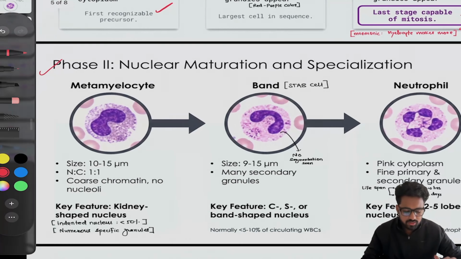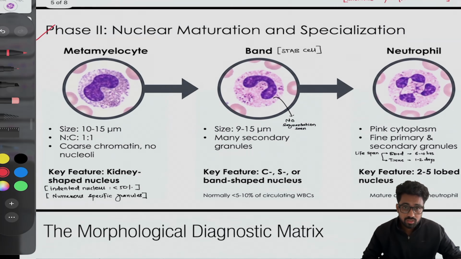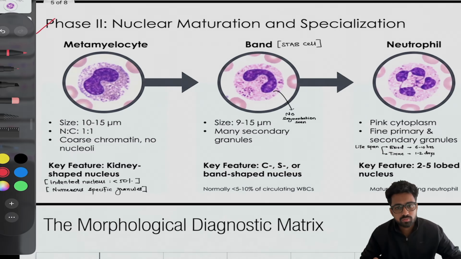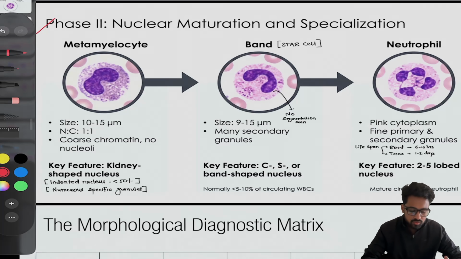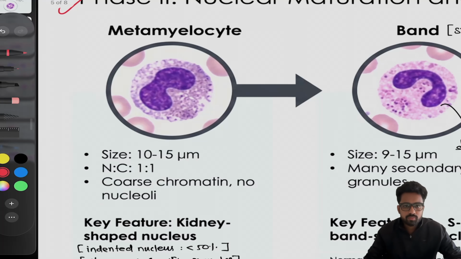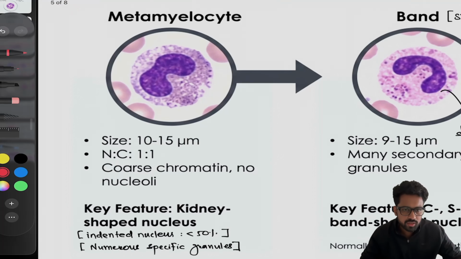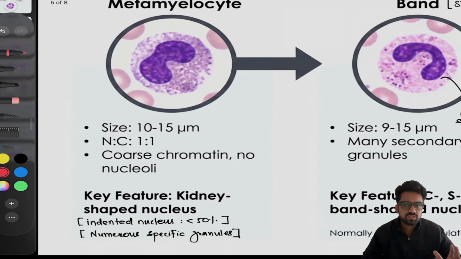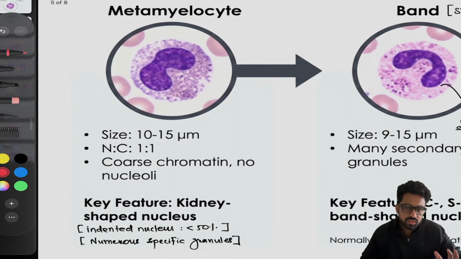Next phase is the nuclear maturation and specialization. In this, there are three cells: metamyelocyte, band form, also called stab cell, and lastly our most mature cell, the neutrophil. So first we will learn metamyelocyte. In metamyelocyte, size is 10 to 15 micrometer. Nuclear cytoplasmic ratio is approximately 1:1. Coarse chromatin, no nucleoli. Key identifying feature is a kidney shaped nucleus.